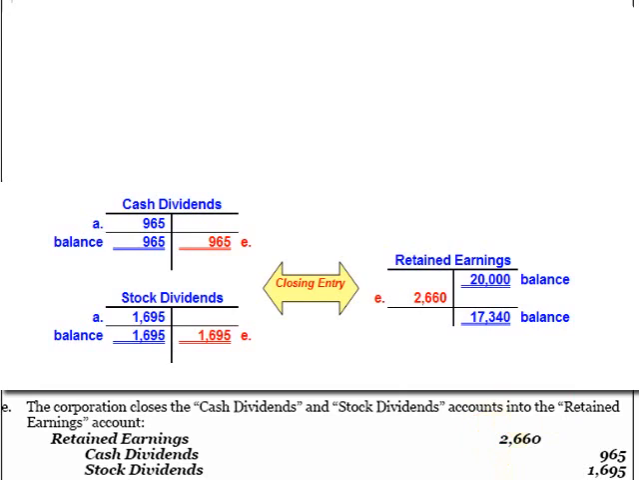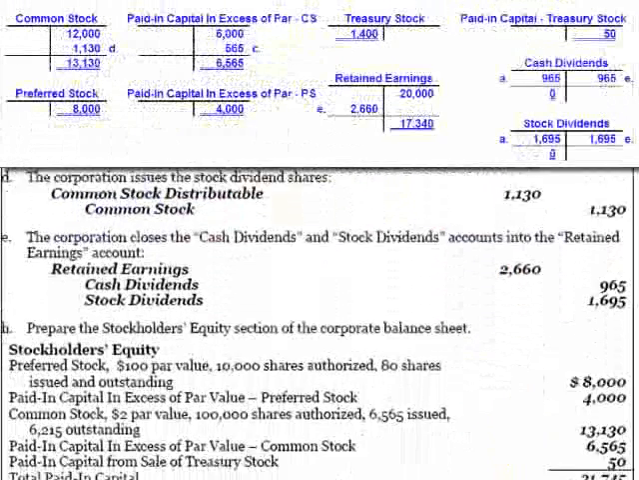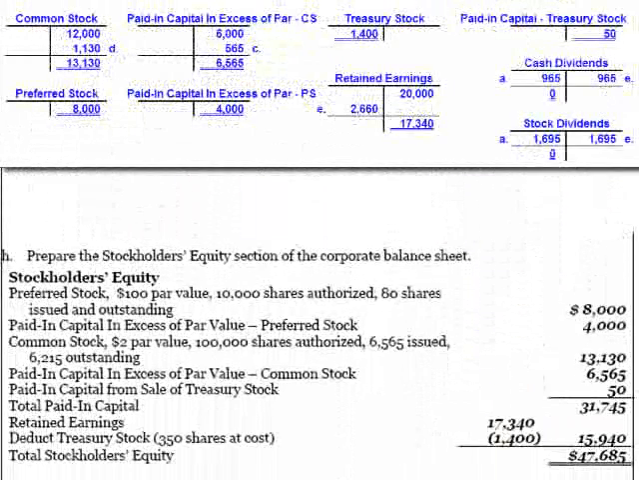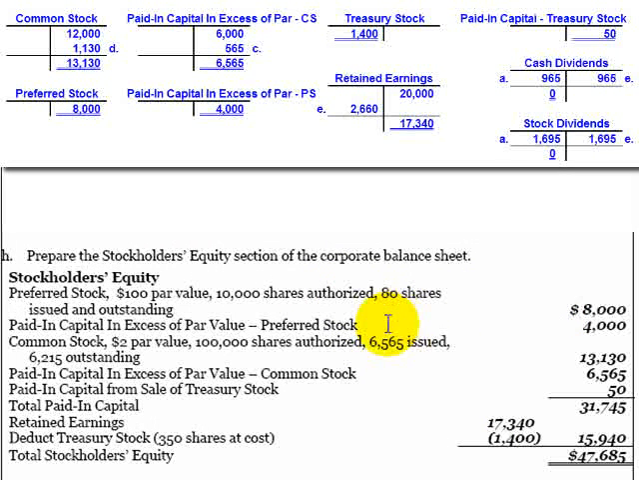Let's take a look at our corporation's balance sheet now, and we'll see that the account balances have changed. The preferred stock account is still the same. It's the par value of the preferred shares that have been issued. The paid-in capital on the preferred stock is still the same, but the common stock account balance has changed. An additional 565 shares were issued, which has brought the balance in common stock up to $13,130.